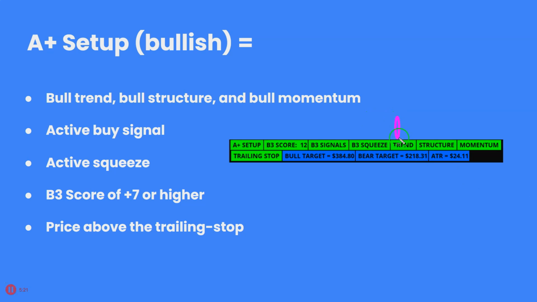We need bull trend, bull structure, bull momentum. We need an active buy signal. We need an active squeeze. We've got to have a Big 3 score of 7 points or better. And of course, the closer to the perfect score of 12, the better off we'll be. And we've got to have price above that trailing stop. If all of that comes together, we're above our trailing stop, we've got bull momentum, bull structure, bull trend, a squeeze, a buy signal, and a Big 3 score of 7 or better, that makes for an A plus setup.